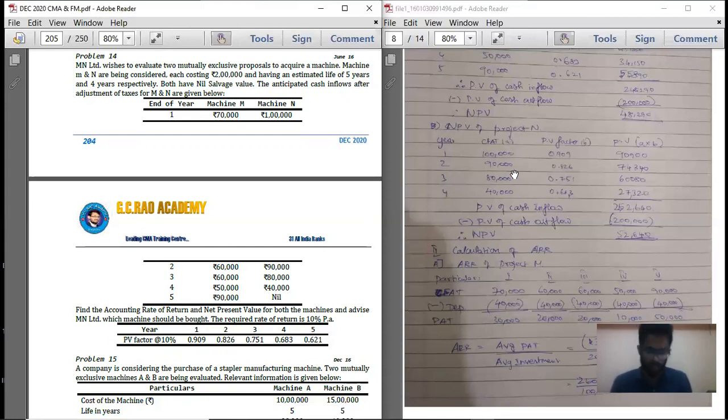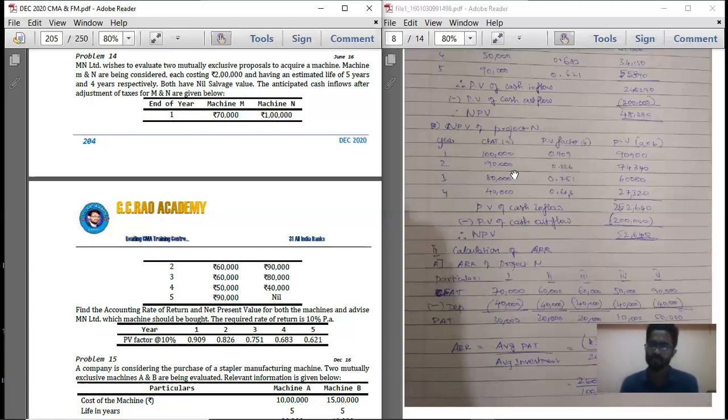Now the PV column total, you are getting 2,52,640. Present value column total, underline it. Below that record 2,52,640. In respect of the 2,52,640 record present value of cash inflow. Therefore, present value of cash inflow is 2,52,640.